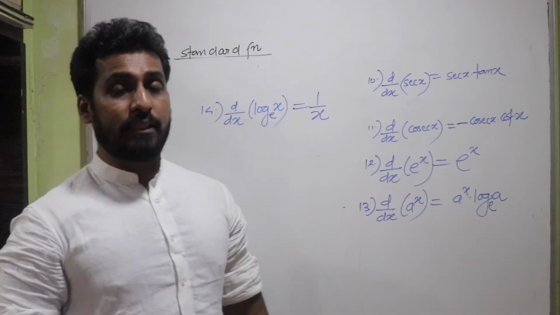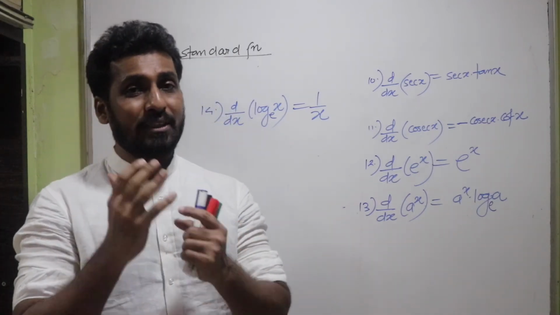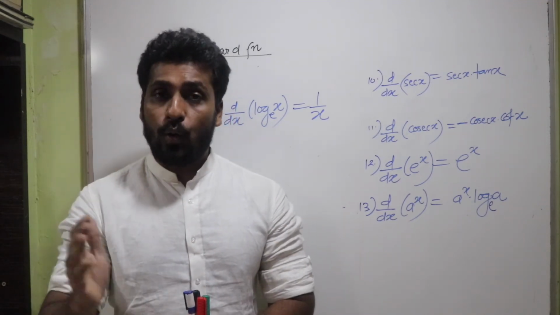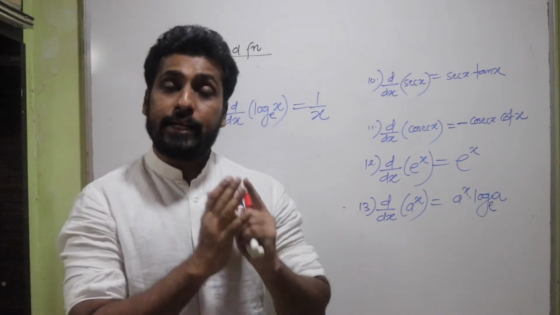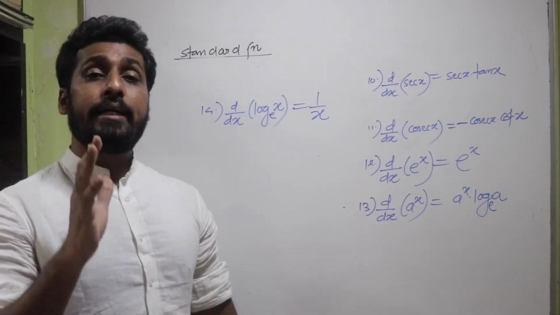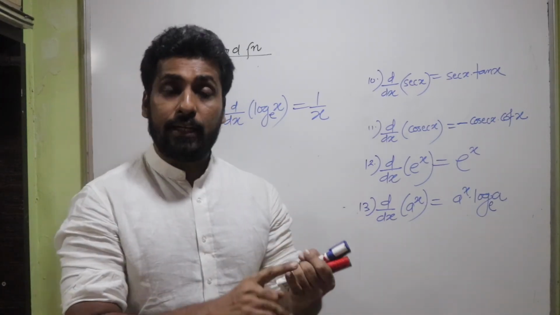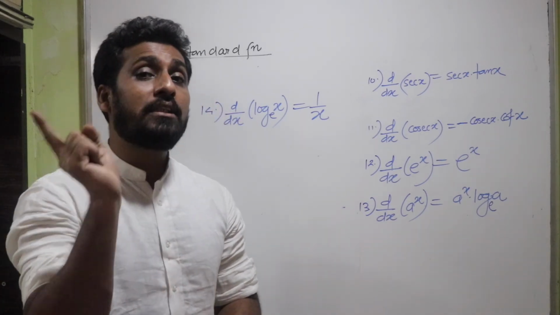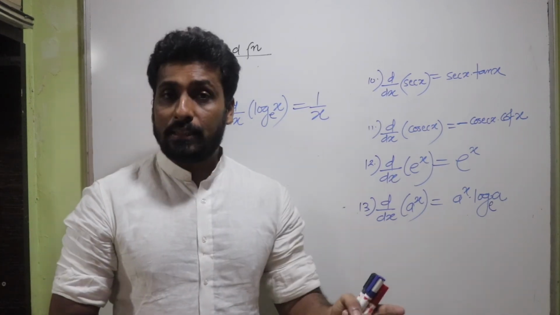Let's quickly revise them. So there was x raised to n, and the formula was n x raised to n minus 1. Then derivative of x was 1. The derivative of root x was 1 upon 2 root x. The derivative of 1 upon x was minus 1 upon x square. The derivative of a constant was 0. Derivative of sine x was cos x. Derivative of cos x, c has come, so the answer will contain a negative sign: minus sine x.